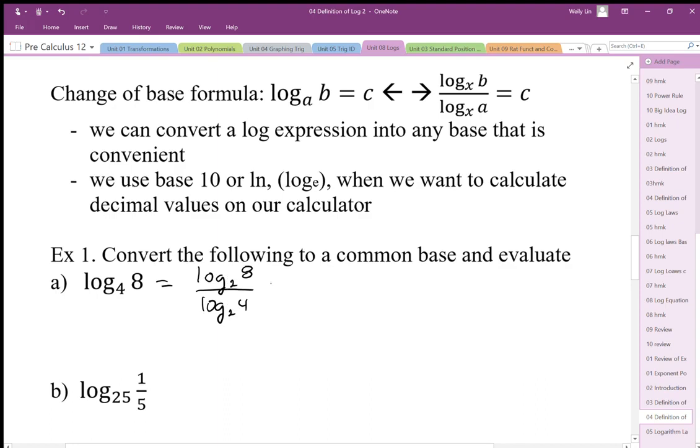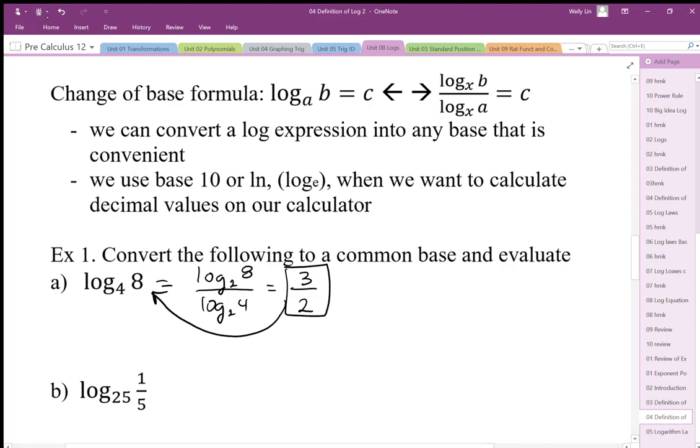Well, I know that the exponent on 2 that gives me 8, that log is equal to 3. The exponent on 2 that gives me 4, that log is equal to 2. So what that means is that this must be the answer to that log.